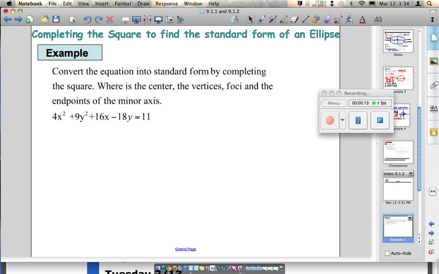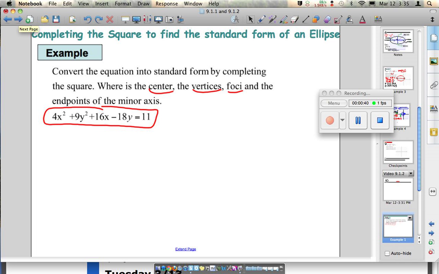The first question gives me a general form of an ellipse. That's what this form is called, this form that you see here. Basically, they just multiplied everything out. We see an x squared and we see a y squared. And in this case, we're being told it's an ellipse. So we want to figure out the standard form because that's going to help us find the answers to these questions. What's the center? Tell me where the vertices are, the foci are, and the endpoints of the minor axis.